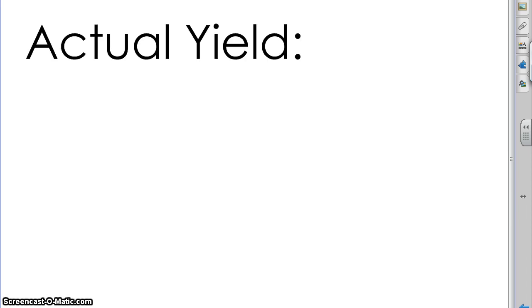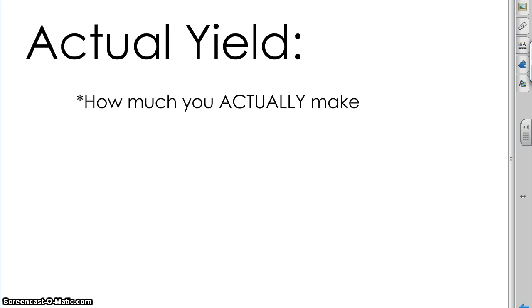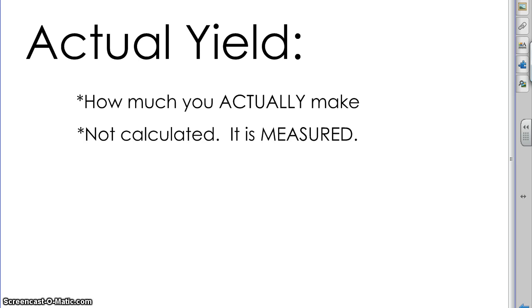You have actual yield. Actual yield is how much you actually make. It's pretty simple. Even if we were supposed to make 100 grams, if we only measured 12 grams, then our actual yield is 12 grams, not 100. It's not calculated. You cannot calculate actual yield unless you are told the percent yield, of course. But it's measured. It's an experimental value. It's an empirical value. It's something that you will get in the lab.